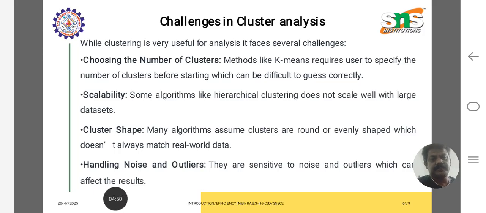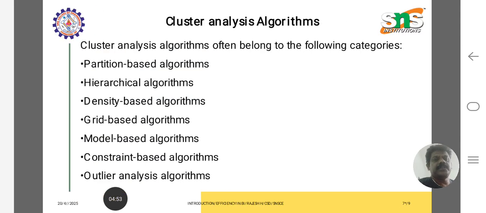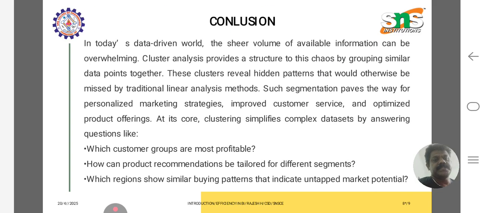So the different types of cluster algorithms are available in different categories. One is partition-based algorithms, hierarchical algorithms, density-based algorithms, grid-based algorithms, model-based algorithms, constraints-based algorithms, and outlier analysis algorithms.